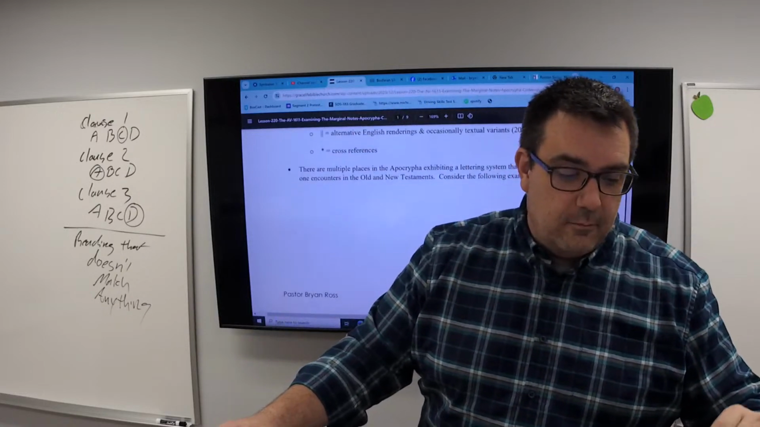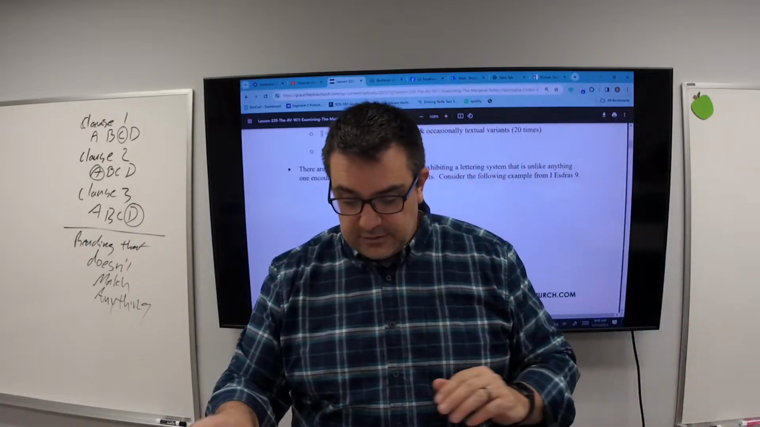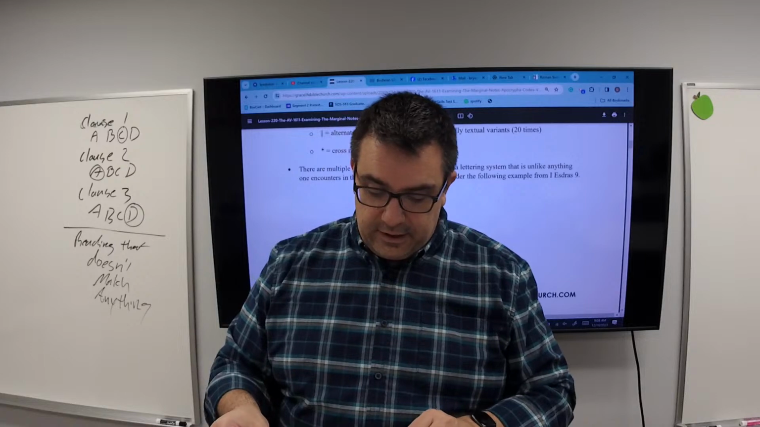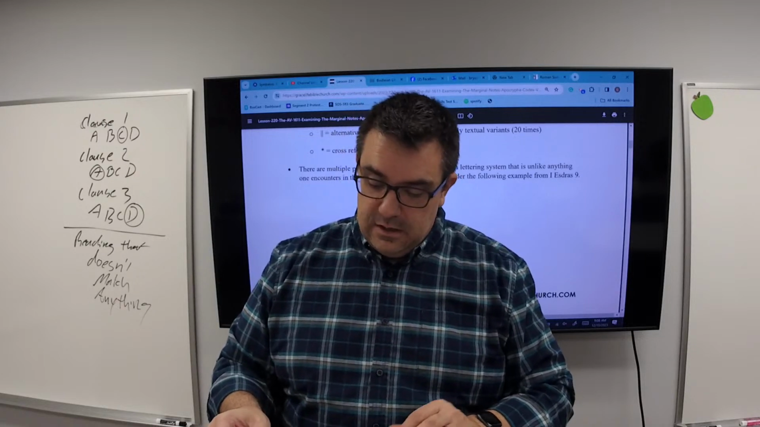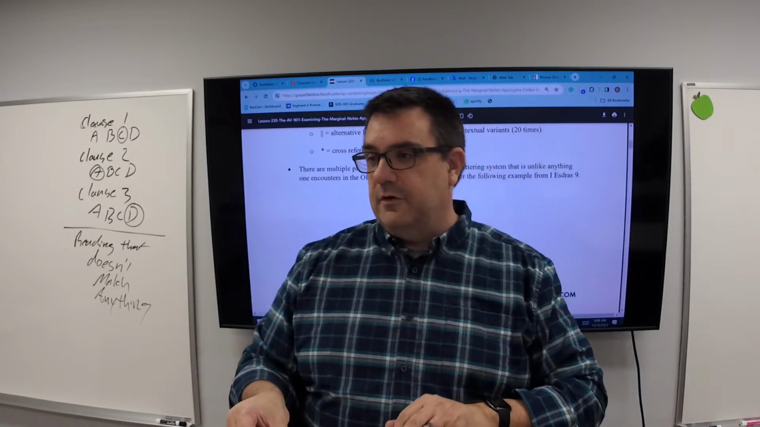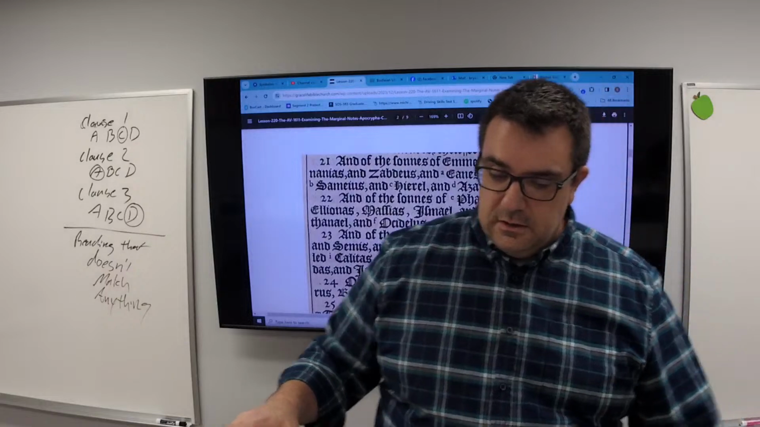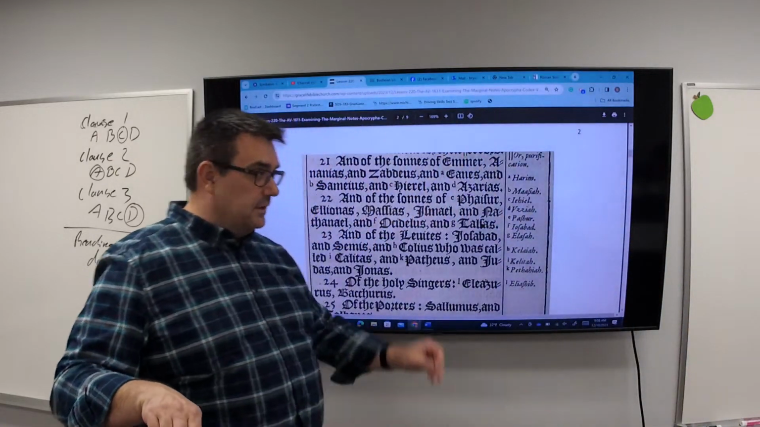There are multiple places, though, in the Apocrypha exhibiting a lettering system that is unlike anything one encounters in the Old and New Testaments. Consider the following examples from 1 Esdras 9. So page 2 is a fairly large image, okay? Now I want to point out a couple things here about this image.